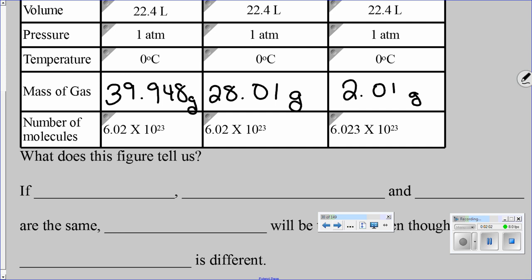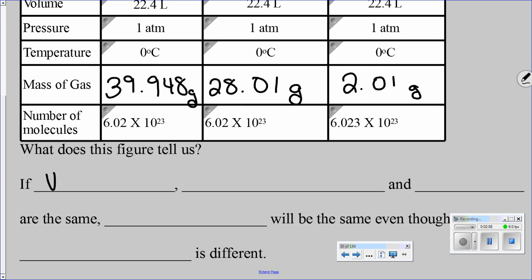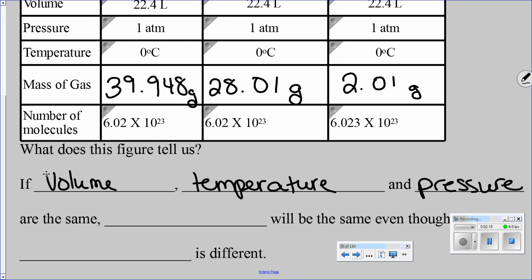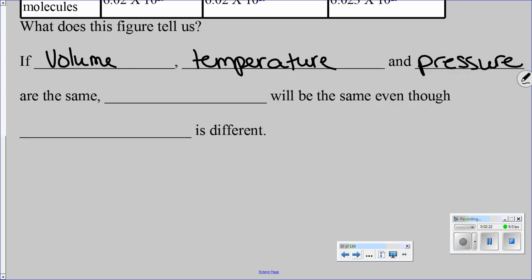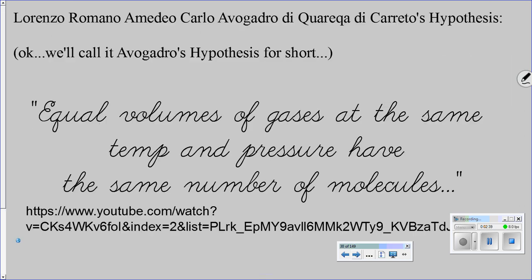So what this actually tells us is something very interesting, that if I have the same volume, temperature, and pressure, I will actually have the same number of molecules, even though the mass is different. So even though the mass of the particles are different, they're occupying the same amount of space under this set of conditions. So there's a little song that goes along with this.